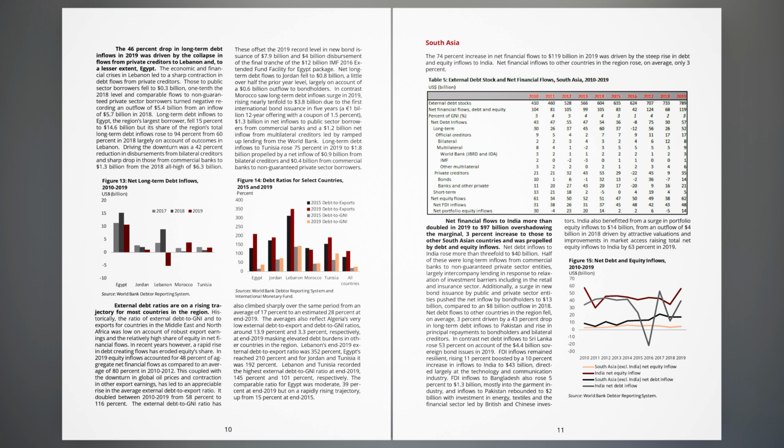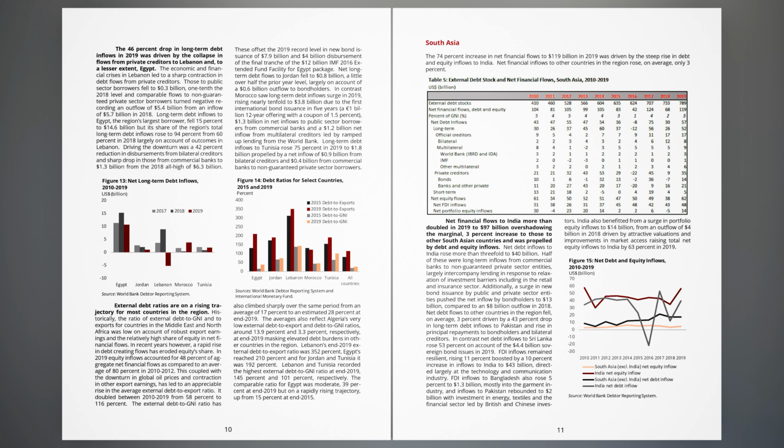External debt ratios are on a rising trajectory for most countries in the region. Historically, the ratio of external debt to GNI and to exports for countries in the Middle East and North Africa was low on account of robust export earnings and the relatively high share of equity in net financial flows. In recent years, however, a rapid rise in debt-creating flows has eroded equity's share. In 2019, equity inflows accounted for 48% of aggregate net financial flows as compared to an average of 80% in 2010 to 2012.